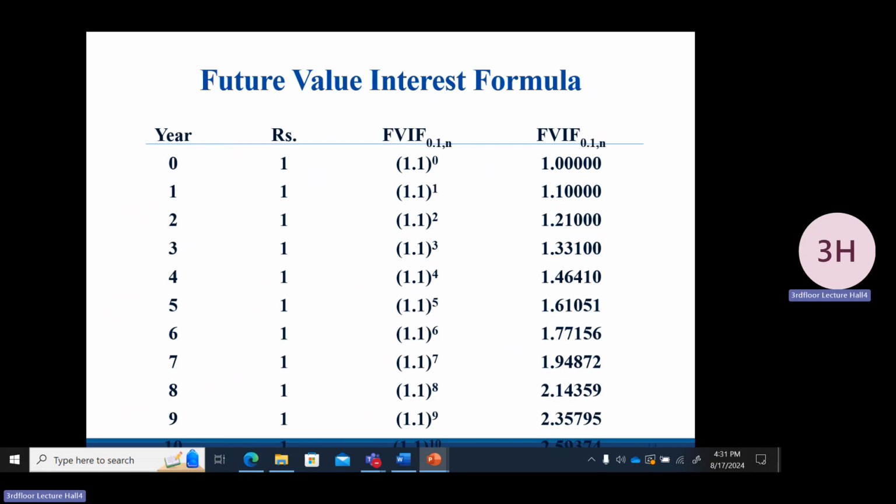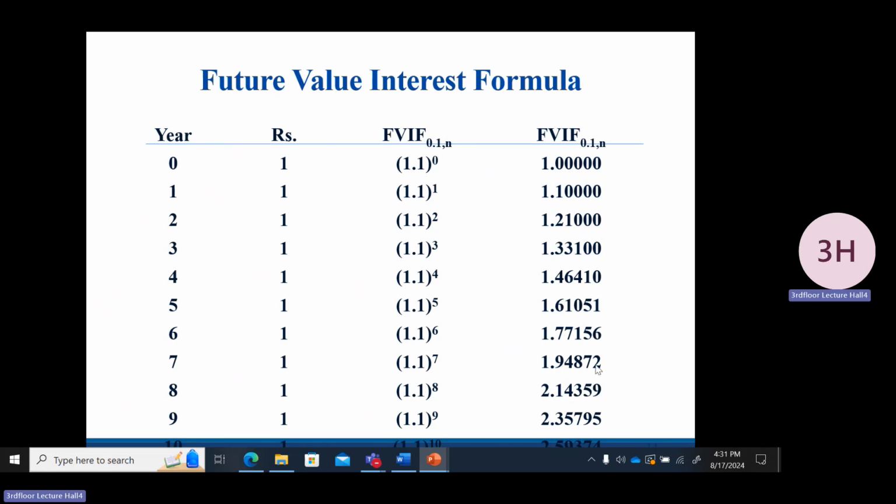So if you deposit 1 rupee in an account which pays 10% interest, how much would you have at the end of 8 years? You will have 2.14. If you deposit 100,000, multiply this by the factor. So you can see over time, these future value interest factors are increasing.